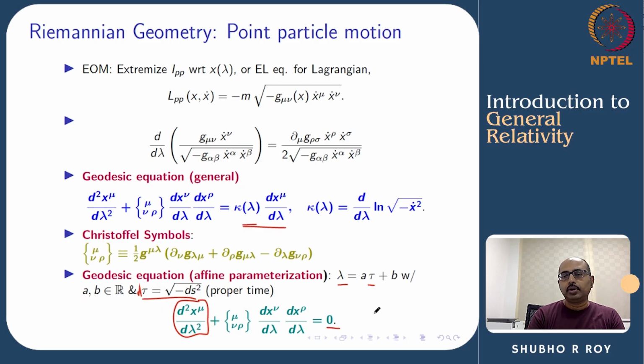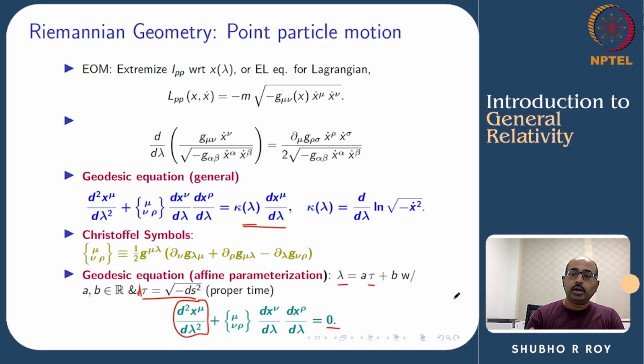Okay, so that's why most of the time we choose proper time to be the right parameter, because then the geodesic equation looks simpler. Since we extremize the time, one can think of geodesics as shortest time curves.